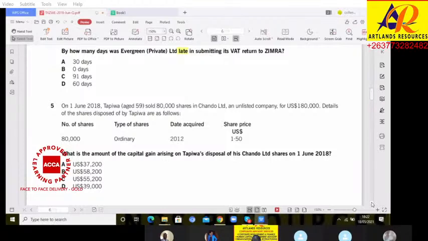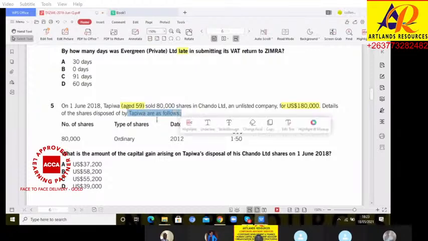This one. Let me say it again, and hopefully I will not continue saying it over and over. It is saying on 1 July 2008, Tapiwa, aged 59, sold unlisted shares in a company for 180,000. Details of the shares disposed of by Tapiwa are as follows.